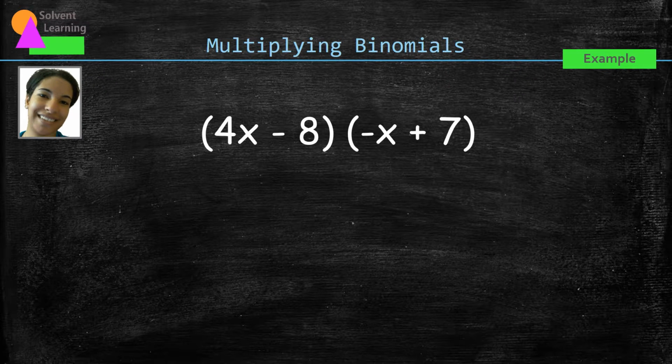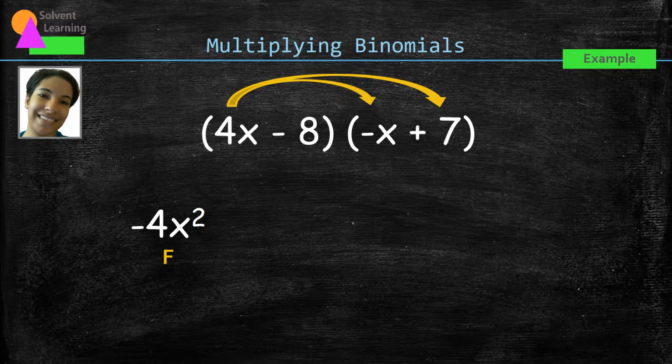Okay, so now let's look at this example, and as I walk through this one, I'm going to show you how you could use the double distribution method and the FOIL method with this particular problem. Using double distribution, we'll start by distributing the 4x through the second binomial. So the 4x times negative x gives you negative 4x squared. That also takes care of the F in FOIL. We just multiply the first term in each binomial.